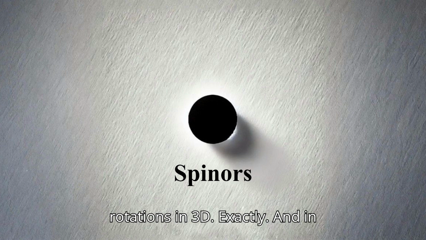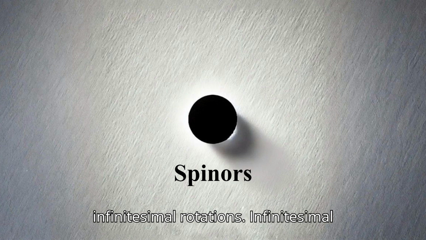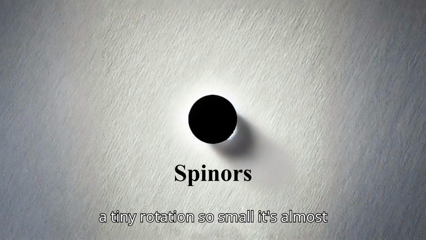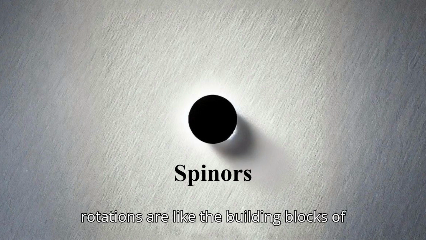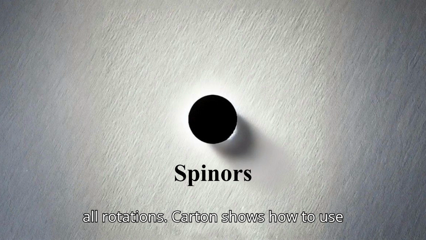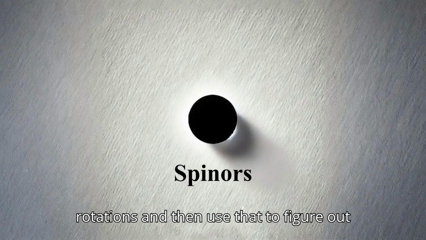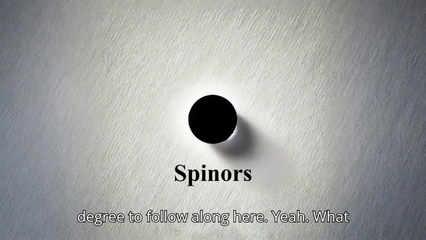Exactly. And in doing so, Cartan reveals a deep connection between spinors and infinitesimal rotations. Infinitesimal rotations. What are those? Imagine taking a tiny rotation so small it's almost imperceptible. These infinitesimal rotations are like the building blocks of all rotations. Cartan shows how to use spinors to analyze these infinitesimal rotations and then use that to figure out something called Euclidean tensors.